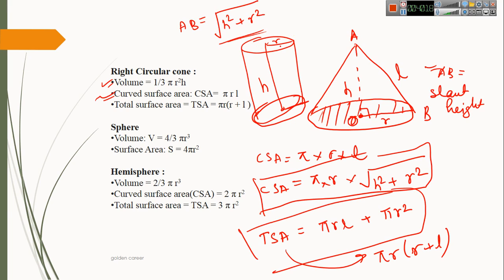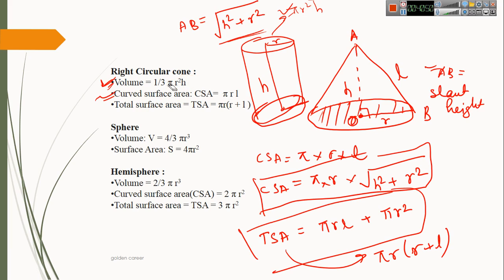To this curved surface area, when we add the area of the base here, what we get is the total surface area. Total surface area is equal to pi r L plus pi r square. This is the total surface area having pi r in common, pi r into r plus L. This is the total surface area.